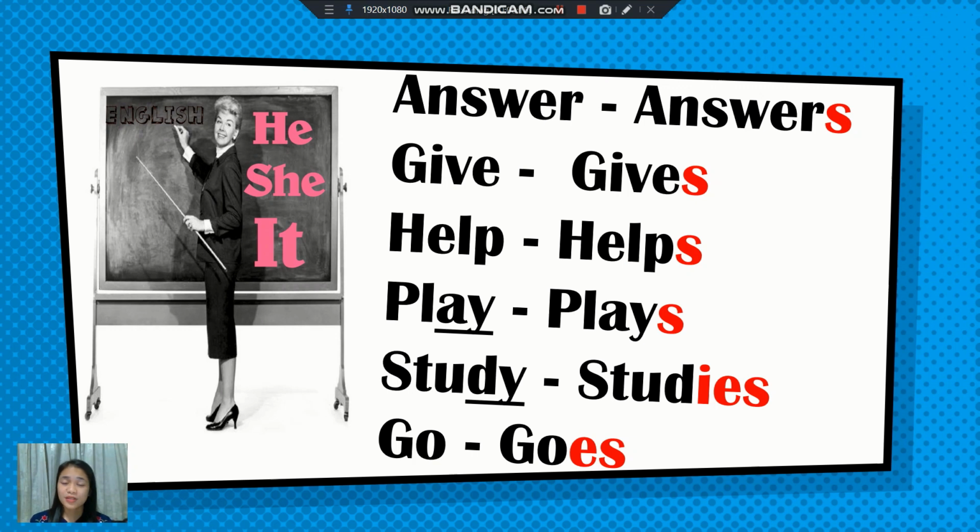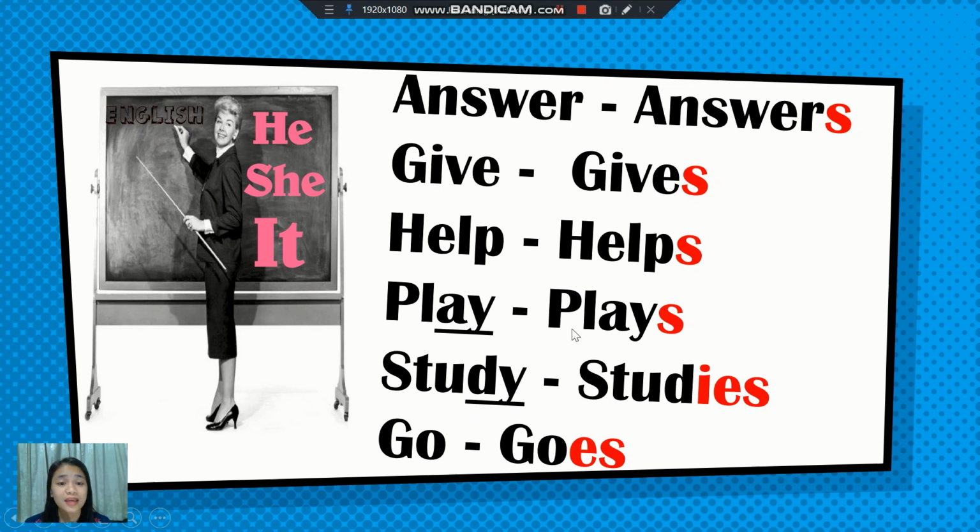So, for example, this one, answer becomes answers. Give becomes gives. Help becomes helps. Play becomes plays. Study becomes studies. Go becomes goes. So for this one, this is a special case also, the word study.